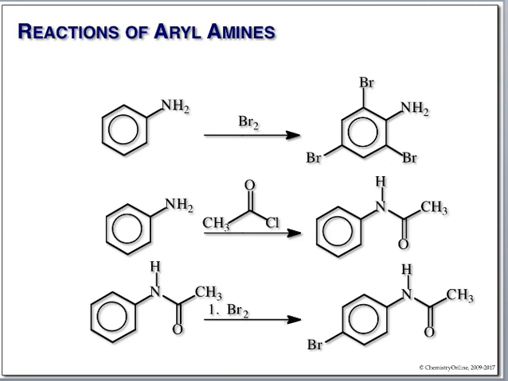So bottom line here, if you want to do electrophilic aromatic substitution on a ring containing an amino group, what you have to do is temper it by converting it to the amide, do your substitution, and then hydrolyze it off.